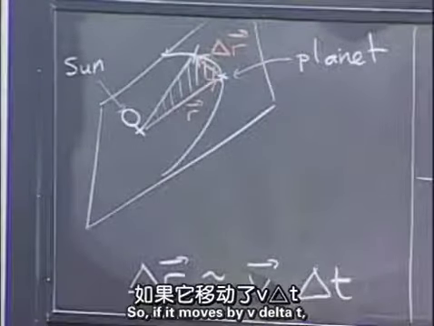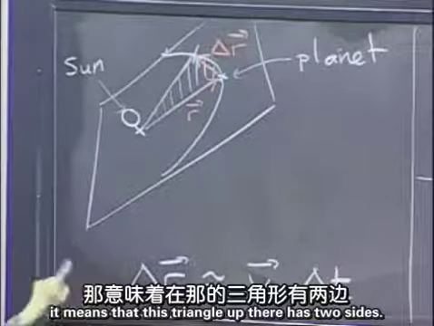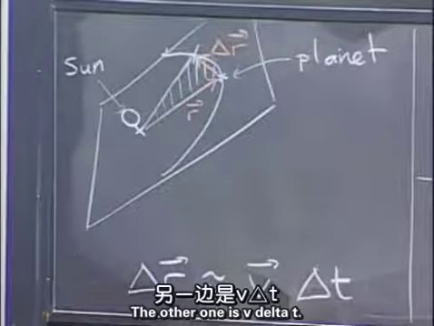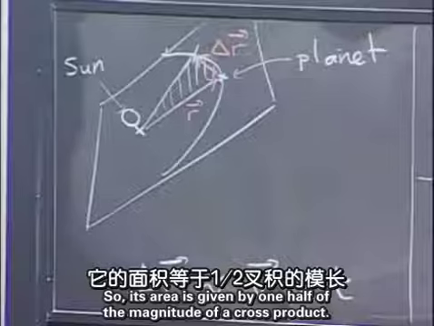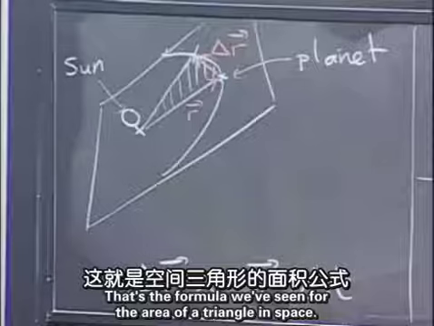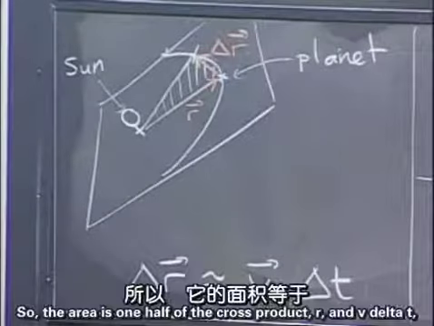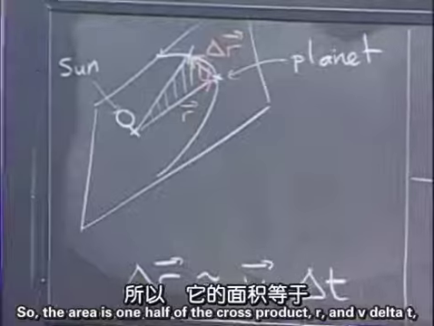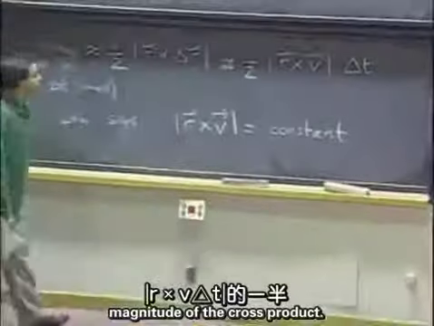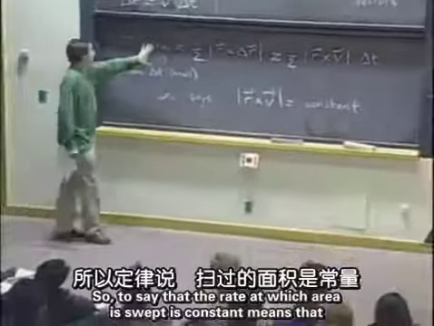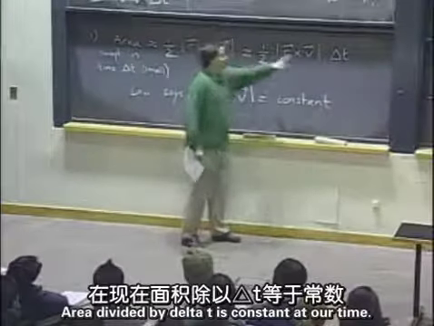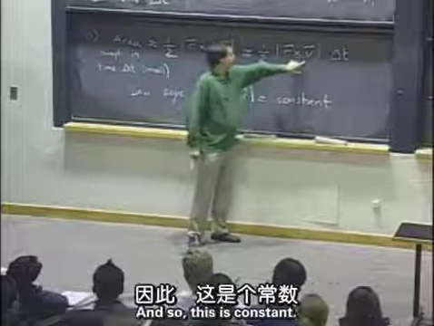Okay? So if it moves by v delta t, it means that this triangle up there has two sides. One is the position vector r, the other one is v delta t. So its area is given by 1/2 of the magnitude of a cross product. That's the formula we've seen for the area of a triangle in space. So the area is 1/2 of the magnitude of the cross product of r and v delta t. So to say that the rate at which area is swept is constant means that these two are proportional. Area divided by delta t is constant over time, and so this is constant.